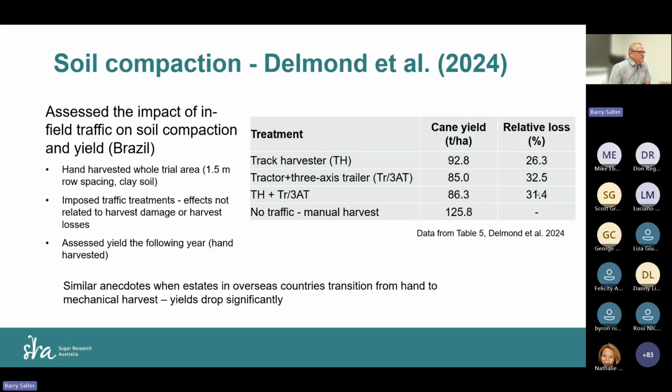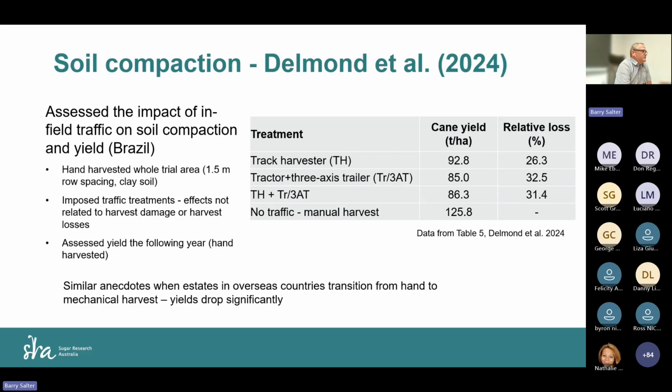So essentially that seems to indicate that traffic with one of those machines, a harvester or a haul out, can cause roughly a 30% yield reduction. It didn't matter which one it was. But it wasn't additive. 30% plus 30% didn't add up to 60%. It was pretty much 30% with both of them. So pretty much one pass of any of those units caused a 30% yield loss. It's certainly an indicator that compaction is a major problem.